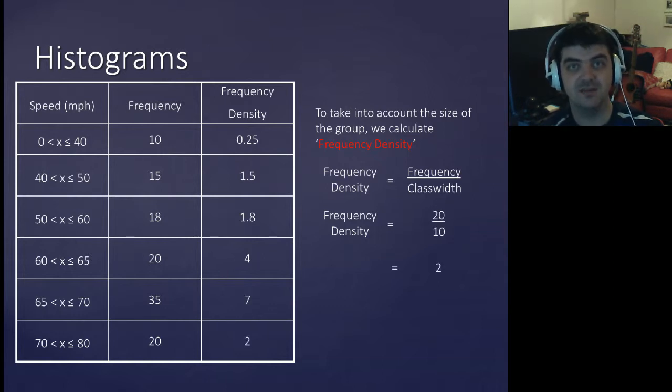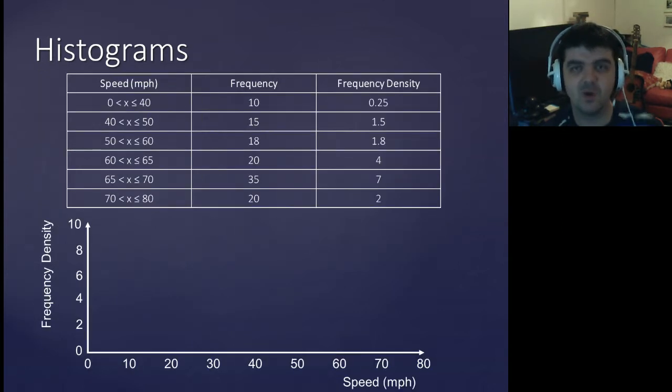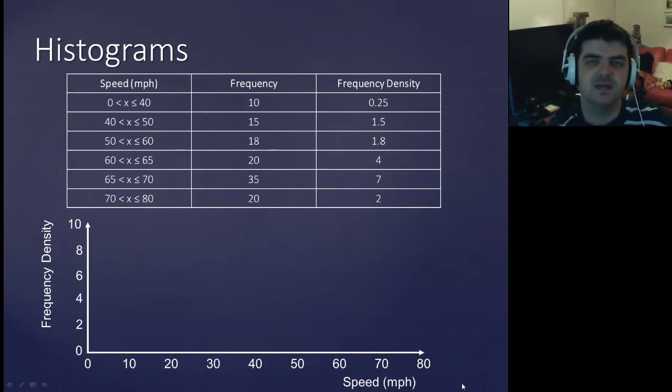Did you get those right? If you didn't, rewind it back to the bit earlier in the video and see what you come up with. So how do we plot that? We've got our frequency density up the side, we've got our speed along the bottom, and it's always your frequency density up the left, if you know what I mean.